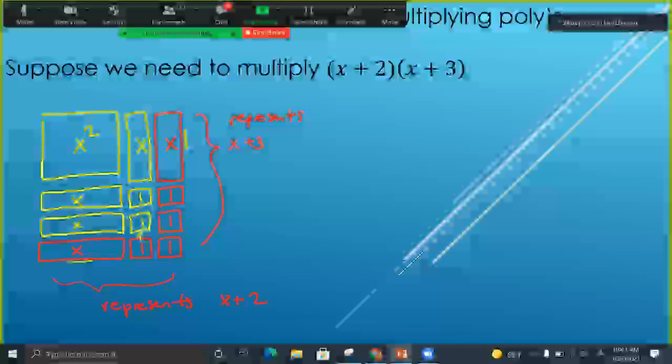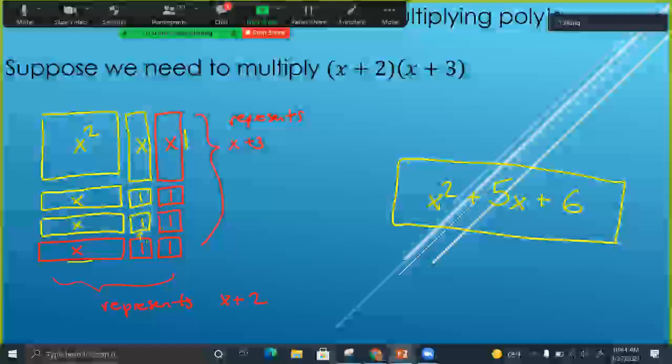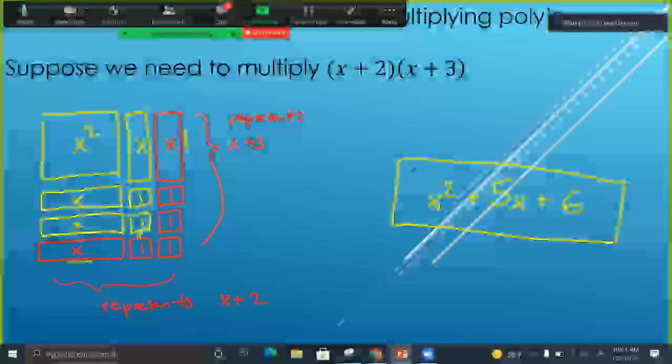Now our final step is to basically add together all the like terms from this grid that we made. For me, I like doing it as coefficients, the whole numbers, and then the x's and then the x squareds. So let's add up all of our ones first. So 1, 2, 3, 4, 5, 6. So here's my answer off to the side on the right. Now the x's, 1, 2, 3, 4, 5 x's, so plus 5x. And then x squared. And there's our answer. This is a visual way to multiply our polynomials together.